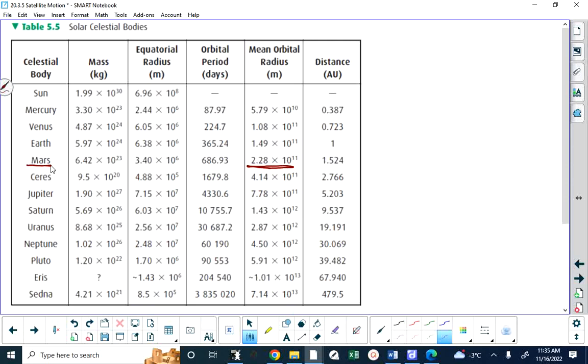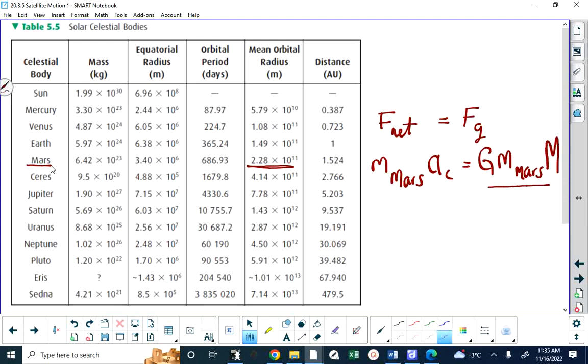That's the orbital radius. So this time what we would do is say the net force on Mars equals, I mean the net force acting on the planet Mars. I don't mean the net force of you on Mars. The net force acting on Mars equals the force of gravity between Mars and the sun. So we would have m of Mars times the centripetal acceleration equals G m of Mars m of the sun over r squared. Gets a little bit tedious. We're doing the same thing over and over again.